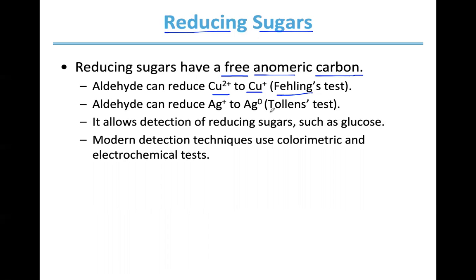And Tollens test is a little more common. I don't know so much about Fehling test, maybe historically more important. But Tollens test is very important because basically you take a silver salt, you mix it with the sugar, which is a reducing sugar, has a free anomeric carbon, and then you have a silver precipitate and you have a nice shiny, like a mirror on the bottom of the flask, right?